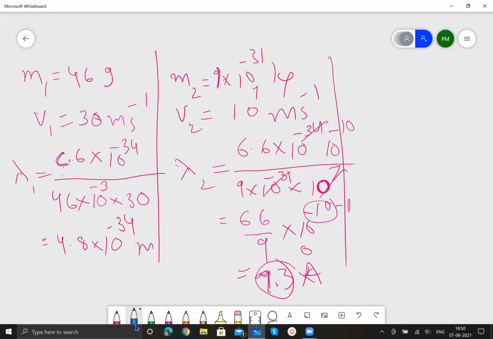6.6, it is there, sir. That's why 66 by 90. 66 by 90 should come now, sir. The 10 I have taken to numerator. That's how it becomes 10 to the power of minus 11. So 7.3 into 10 to the power of minus 11, or 0.73 into 10 to the power of minus 10. So the answer is 0.73 angstrom units.